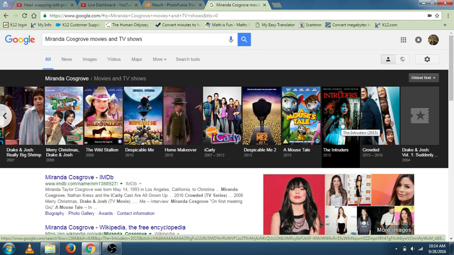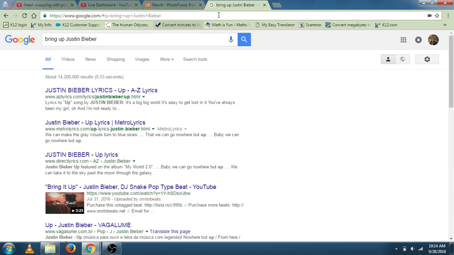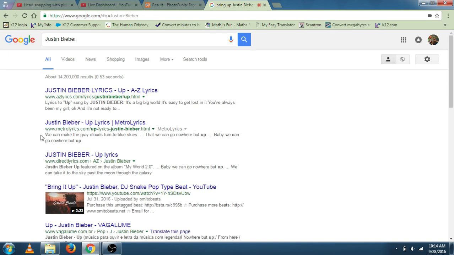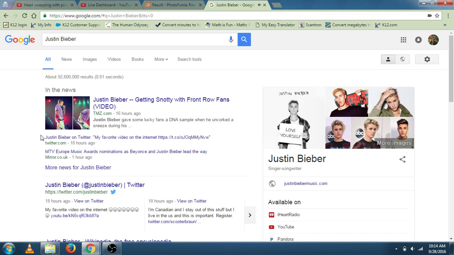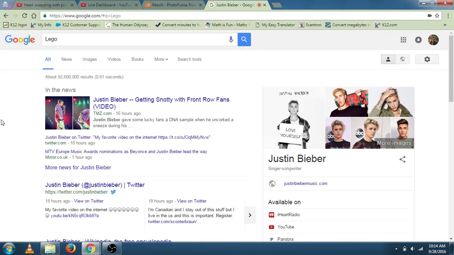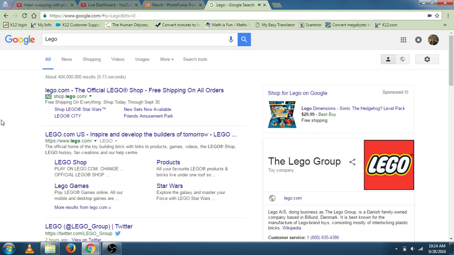Or say, bring up Justin Bieber. According to Wikipedia, Justin Drew Bieber is a Canadian singer and songwriter. Or say if you want to know different things about Lego. According to Wikipedia, Lego A/S, doing business as the Lego Group, is a Danish family-owned company based in Billund, Denmark.